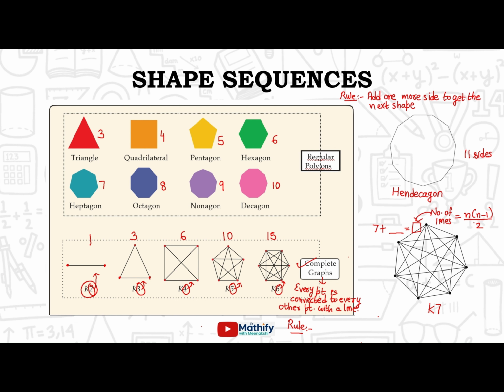Now just see here carefully. What is n here? n is the number that is written in front of K. So for K2, you will put n as 2. That means 2 into 1 by 2 and you will get 1. For K3, you will put n as 3. That means 3 into 2 by 2. The 2s you can cancel and you will get 3. So for K7, I will put here 7. That means 7 into 7 minus 1, which is 6, by 2. You can cut this, it's 7 into 3, that is 21.